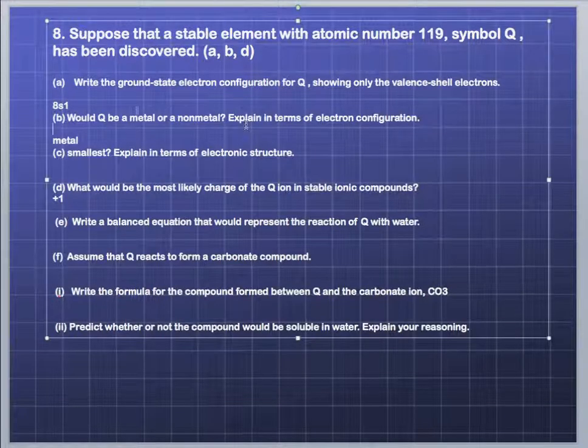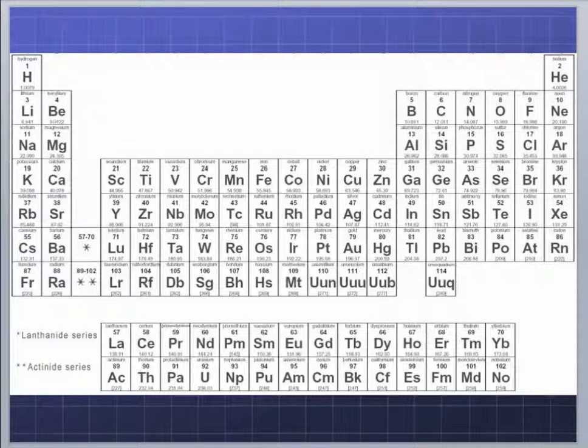Okay, B. Would Q be a metal or a non-metal? Explain in terms of electron configuration. Again, looking at the periodic table, we see that it's under the first group, and all of these have one valence electron, so we'd assume that this would be a metal, since these are all alkali metals. It can be an alkali metal or just a metal. You can say either. I think they accept both.